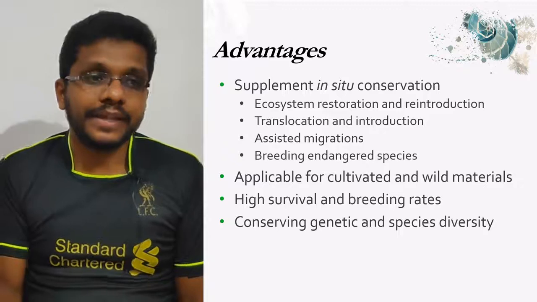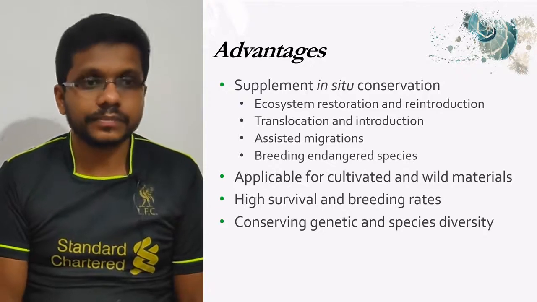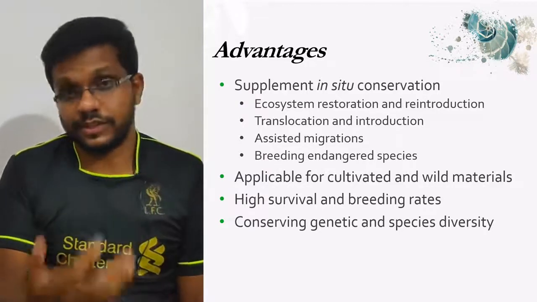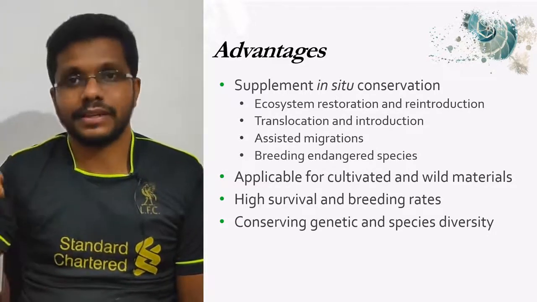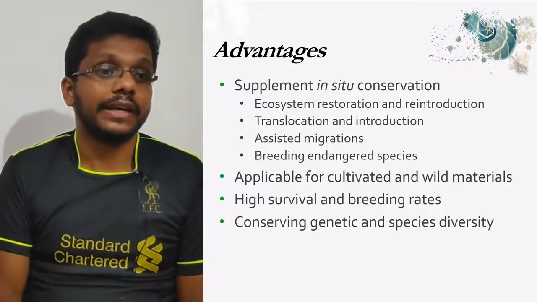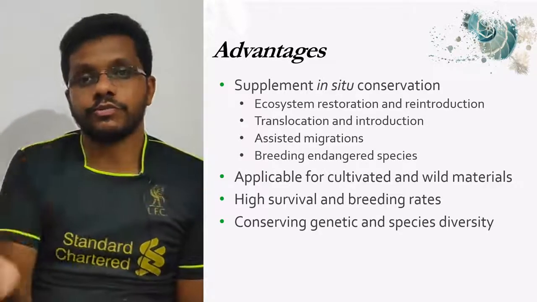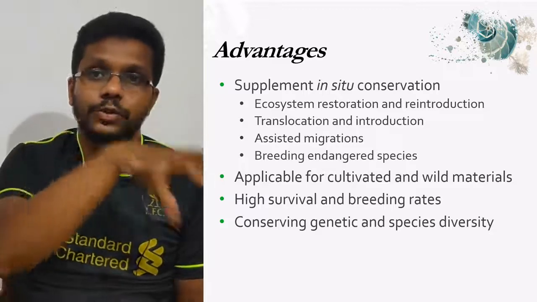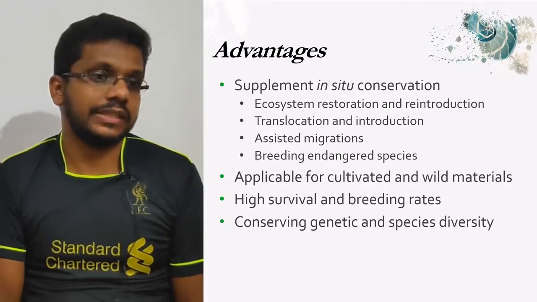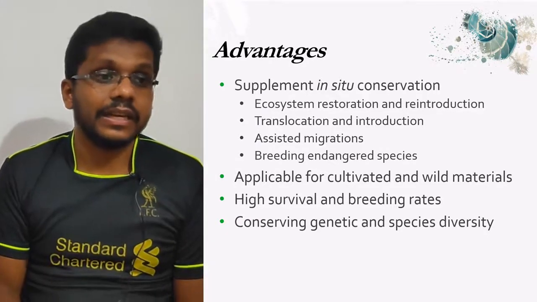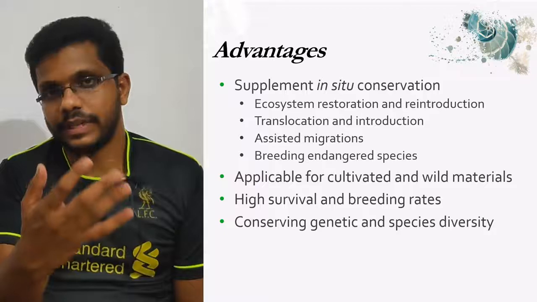And advantages. The main advantage is that by using ex-situ conservation, we can supplement in-situ conservation, which can be used for ecosystem restoration or reintroduction of species, or translocation and introduction into a similar but another habitat. Assisted migration. Sometimes because of habitat fragmentation, animals may not be able to move from one habitat to another, or one ecosystem to another. So in those cases, we can actually capture the organism and transport it, which is called assisted migration. The ex-situ mode of conservation can help to breed endangered species if the population is really low.